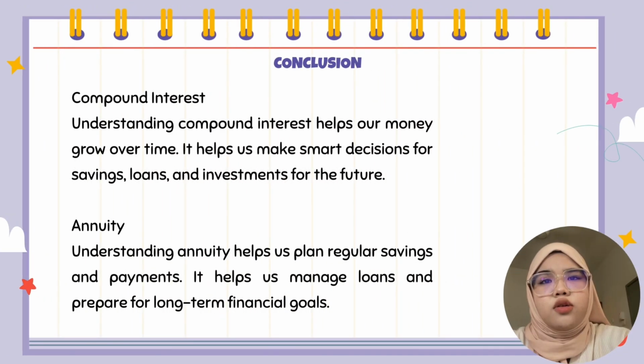The conclusion is compound interest. Understanding compound interest helps our money grow over time. It helps us make smart decisions for savings, loans and investments for the future. For annuity, understanding annuity helps us plan regular savings and payments. It helps us manage loans and prepare for long-term financial goals.